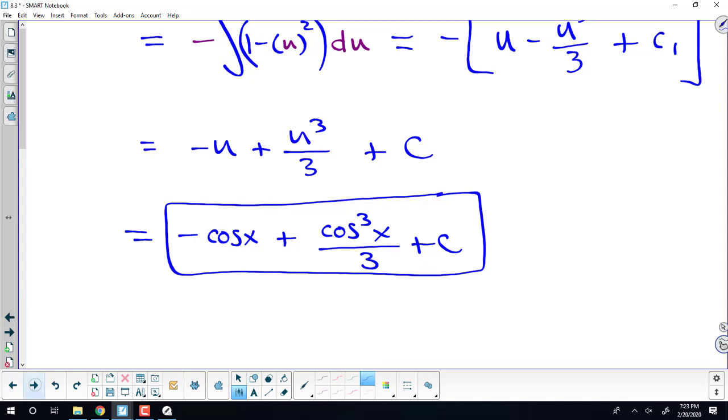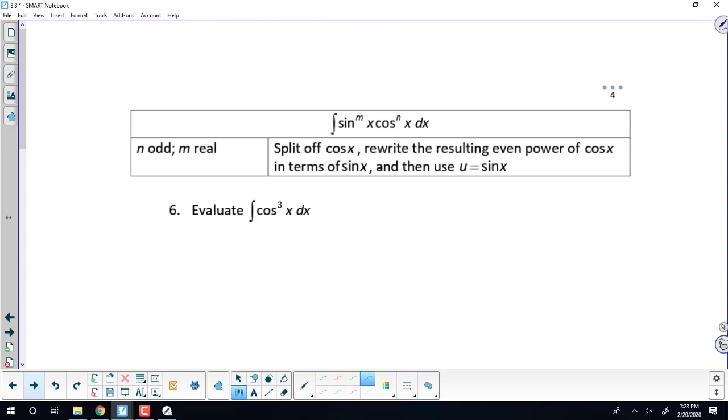So whether they're by themselves, here's cosine cubed. Notice it's the same procedure, n is odd. That's the power on cosine. Split off the odd one, split off cosine, rewrite the resulting term in terms of sine using the Pythagorean identities, and then you use substitution as sine. So the procedure here is virtually identical. We have a cosine squared times our cosine, one factor of cosine that we split off, we put with our dx.